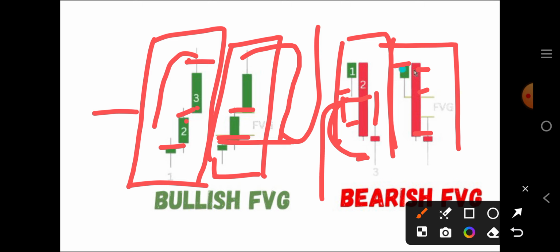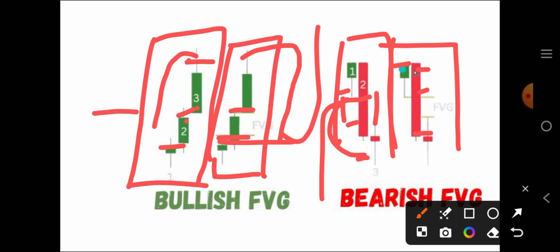Before we proceed to a live chart where I will show you how to spot a fair value gap, let me give you further explanations and the conditions that should be met before a fair value gap can happen. For a fair value gap to happen, there are three conditions that should be met. The first condition is that it must happen between three candles. You can write it down somewhere.